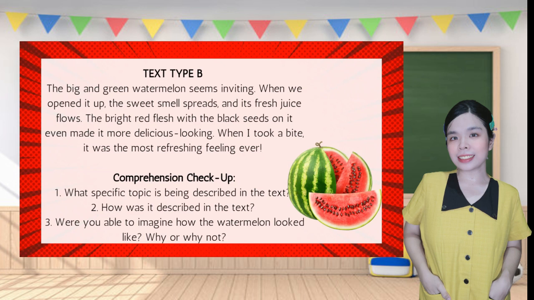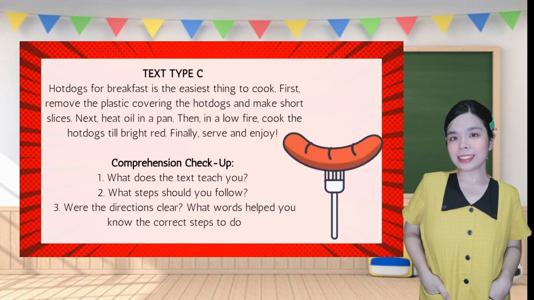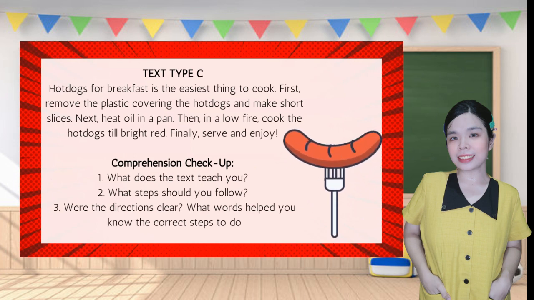Okay, good job, class. Now let's move on to the last text example of text type, which is about hot dogs. Hot dogs for breakfast is the easiest thing to cook. First, remove the plastic covering the hot dogs and make short slices. Next, heat oil in a pan. Then in a low fire, cook the hot dogs till bright red. Finally, serve and enjoy.